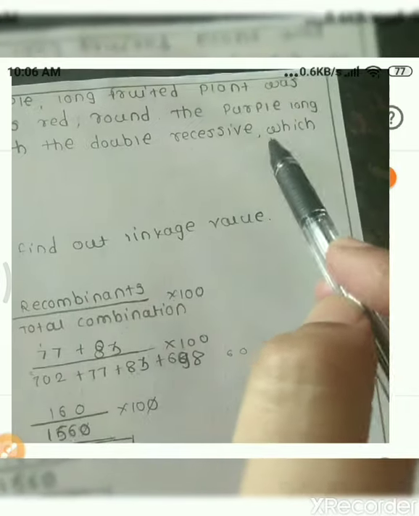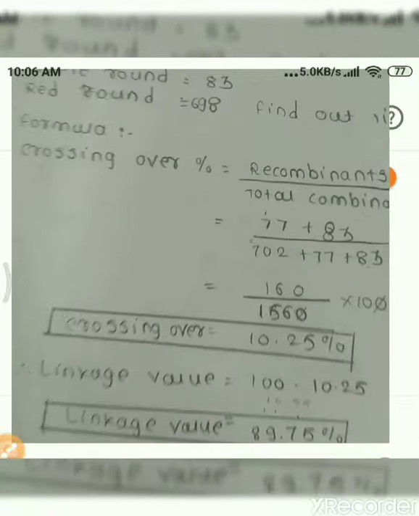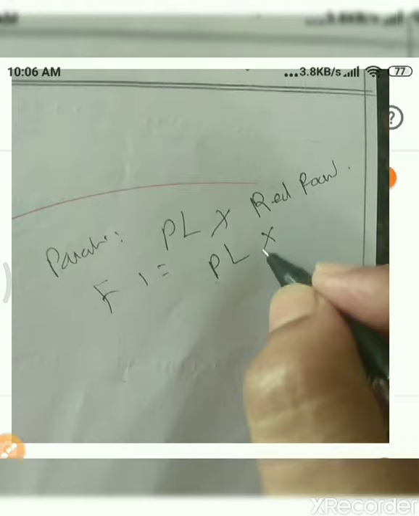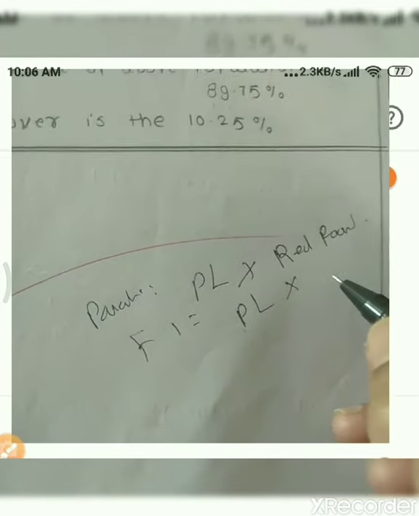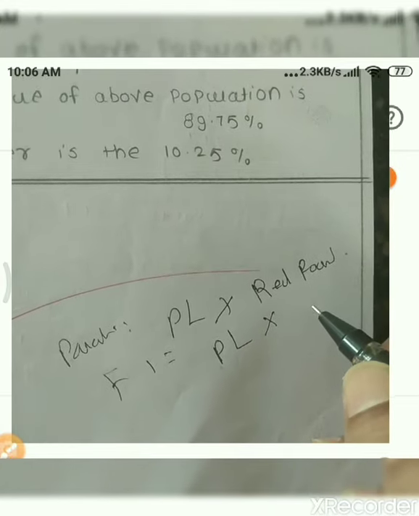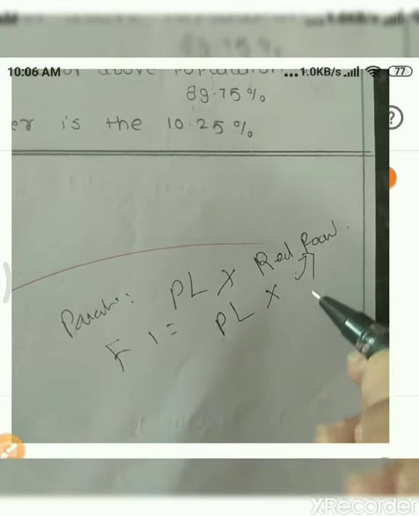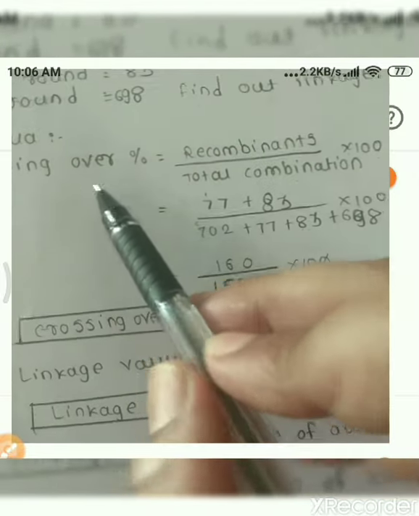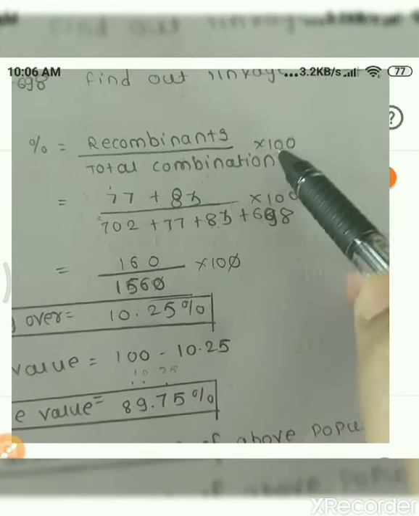The purple long F1 is crossed with which parent? It is crossed with the double recessive parent, meaning its red round parent. As this data is of a test cross, we have to use this formula: crossing over is equal to recombinants upon total combinations multiplied by 100.